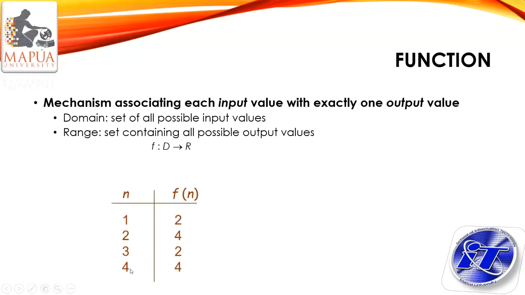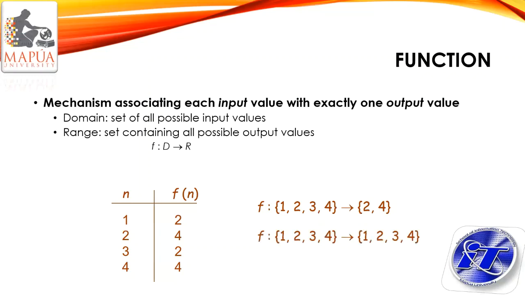These are the inputs 1, 2, 3, 4. The function at n, so basically we have a formula or a relationship with n. Okay, so we have these values 2, 4, 2, 4. So if we're talking about the range, this will be the result. So 2, 4 is the range for the output. While if we're talking about the domain, so the possible input values are 1, 2, 3, 4. Okay, so this is the domain 1, 2, 3, 4, and the range is 2, 4.